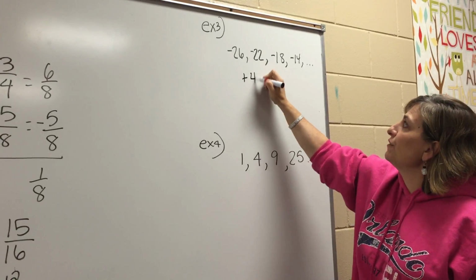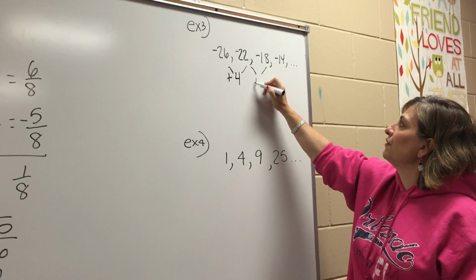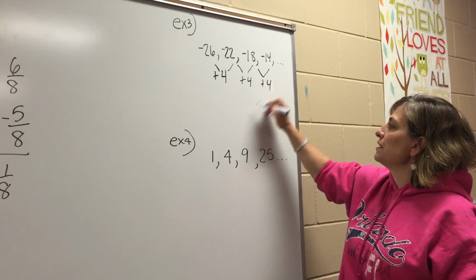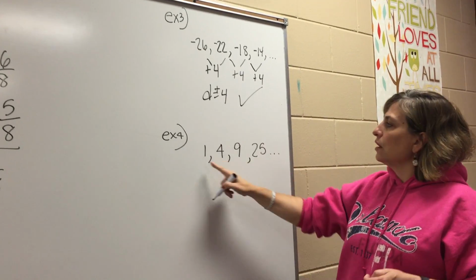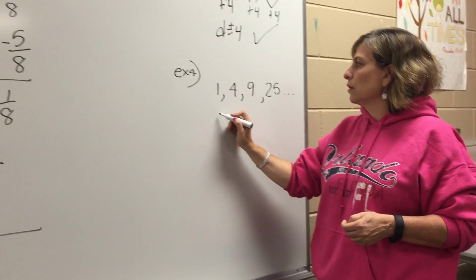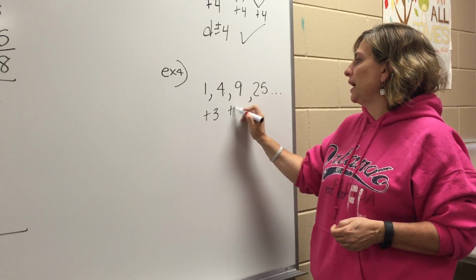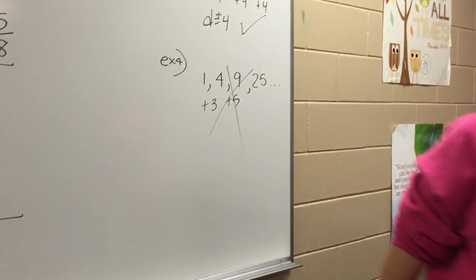That would be adding 4 to get that. Negative 22 to negative 18, we add 4. Negative 18 to negative 14, we add 4. This is an arithmetic sequence. D equals positive 4. 1 to 4, we add 3. 4 to 9, we add 5. Not an arithmetic sequence. Okay, we're going to go over here.